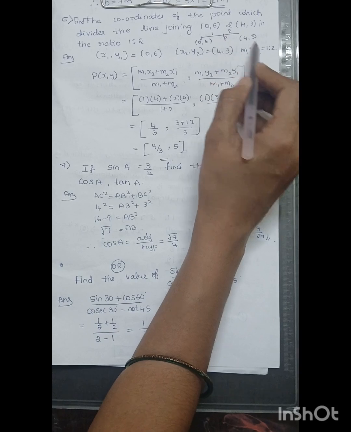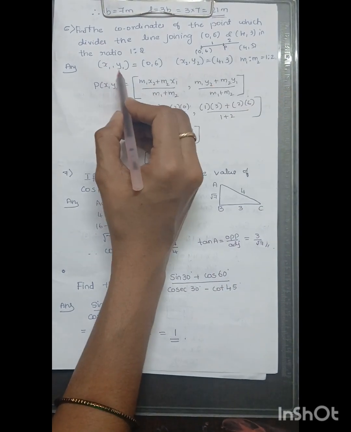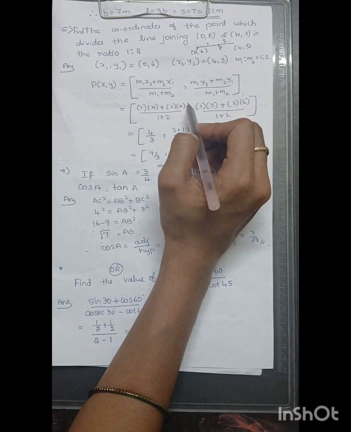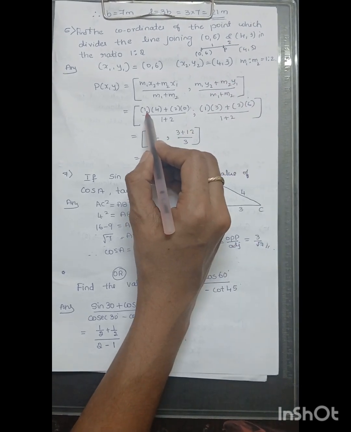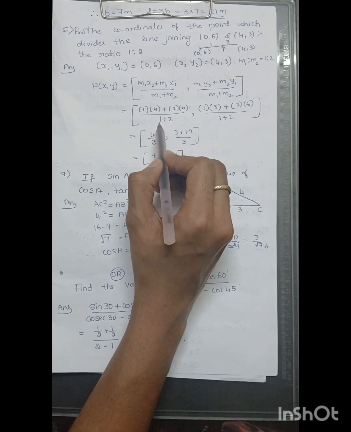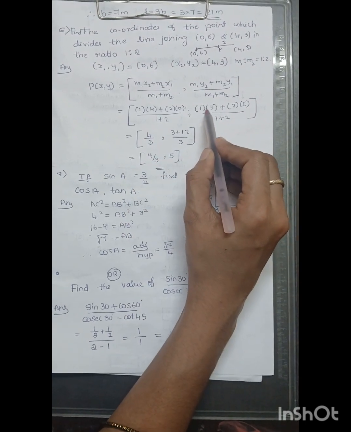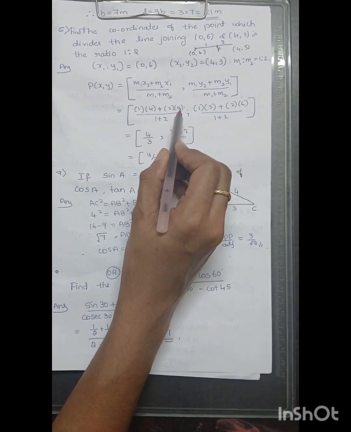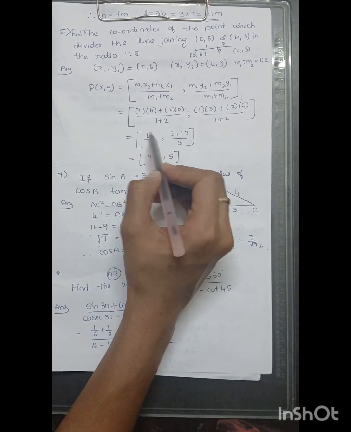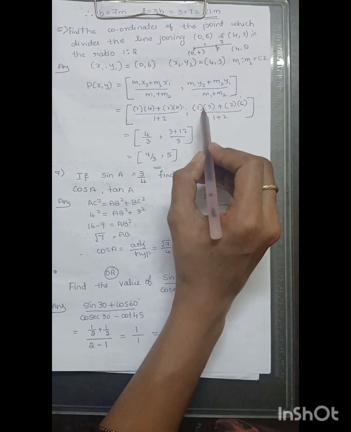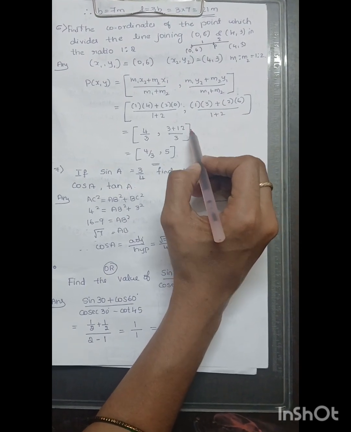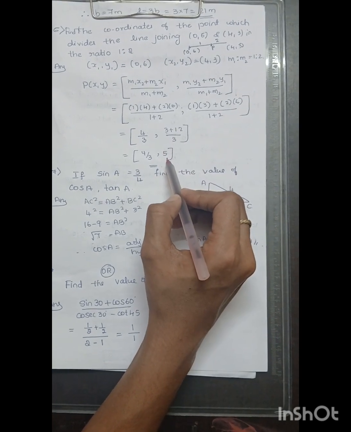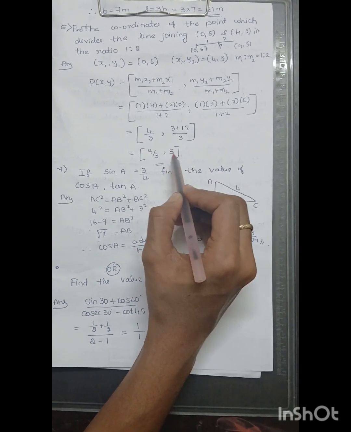Here m1 value is 1 and m2 value is 2, x1 y1 value is 0, 6 and x2 y2 value is 4, 3. After substituting the values, we will get 1 into 4 plus 2 into 0 divided by 1 plus 2, and 1 into 3 plus 2 into 6 divided by 1 plus 2. Here 1 4s are 4, 2 zeros are 0. 4 plus 0 is 4 divided by 2 plus 1 is 3. Here 3 1s are 3 plus 6 2s are 12. 12 plus 3 is 15. 15 by 3 is 5. So the required coordinate is 4 by 3, 5.